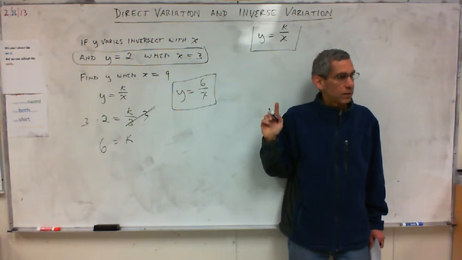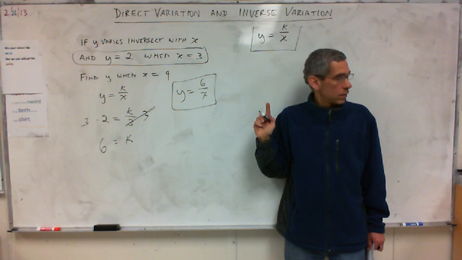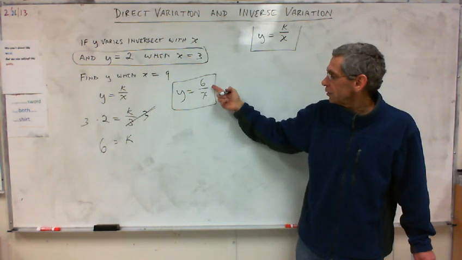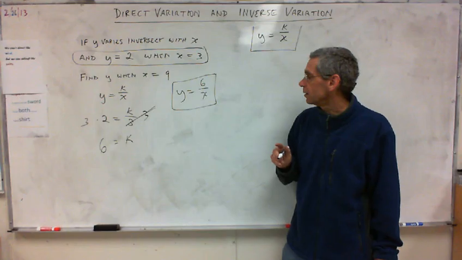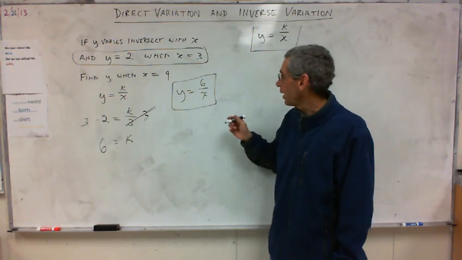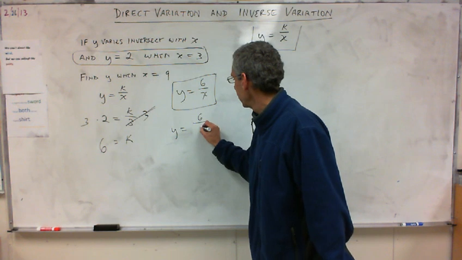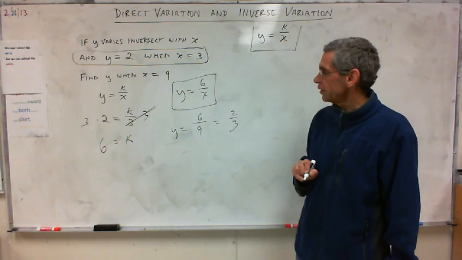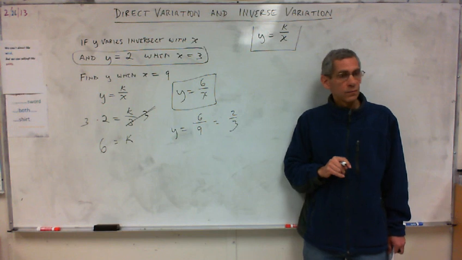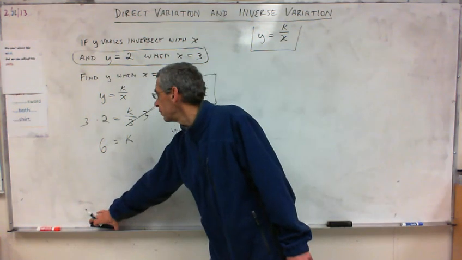Do you guys understand how I did that? Okay, so y is equal to 6 over x. That's my formula. So now it says find y when x is 9. So what's y when x is 9? Y is equal to 6 over 9, which is, 3 goes into both, 2/3, right? So y is 2/3. Okay? So we found that.